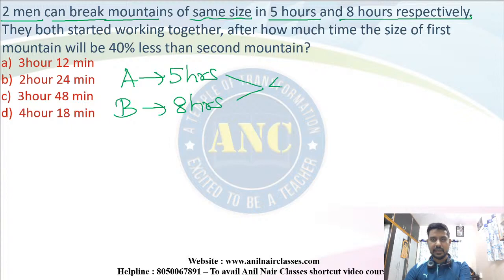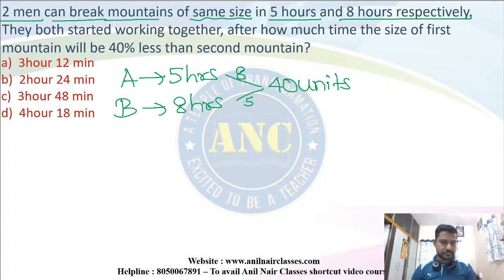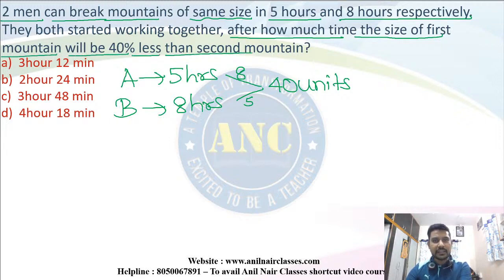So 5 and 8. So the size of two mountains is 40 units each. I will assume the size of two mountains as 40 units each. 5 into 8 is 40, 8 into 5 is 40. So we know the capacity of A and B individually. Now, what is the next statement? Both started working together. So both A and B are working together. After how much time the size of first mountain will be 40% less than the second mountain? Now see here, think logically.